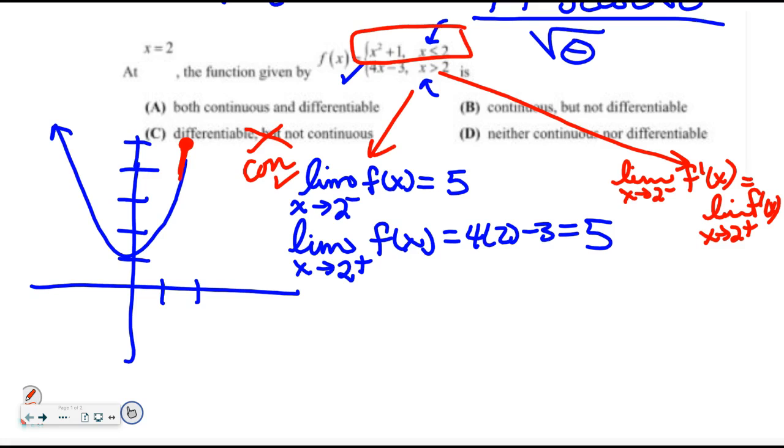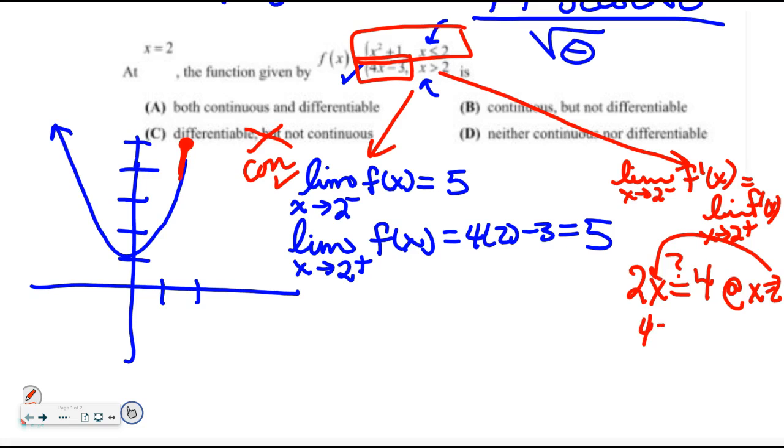The derivative of x squared plus 1 is twice x. I have to check and see if that equals the derivative of, as I come in from the right, the derivative of any line, which is just its slope, and I'm checking to verify that that happens at x equals 2. And 4 does equal 4. So this is both continuous and differentiable.